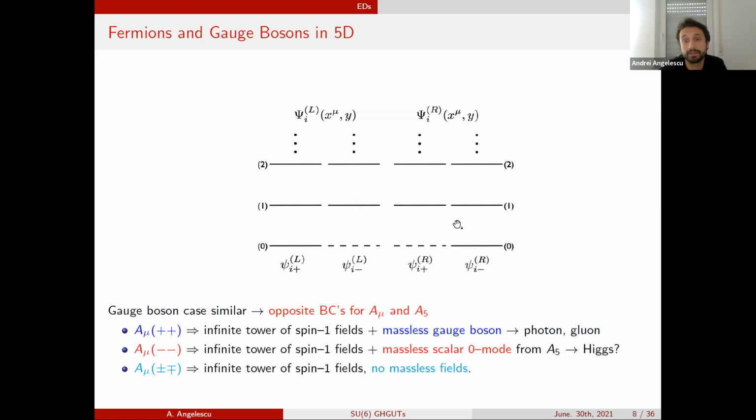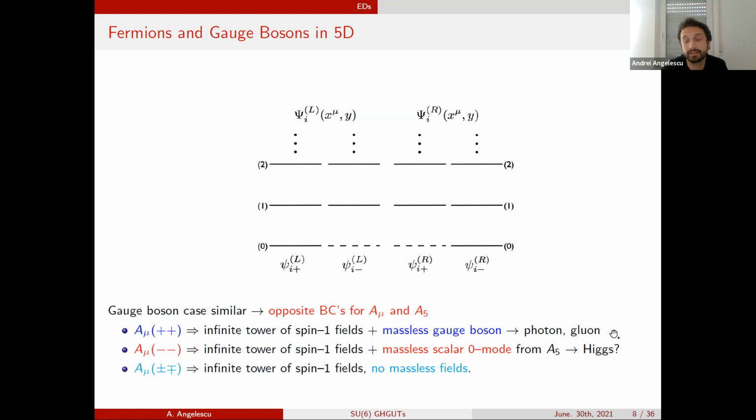So that leads at low energy to a massless right-handed fermion. And a similar picture applies for 5D gauge bosons, with A mu on one column, so to speak, and A5 on the other. For example, if you assign plus plus boundary conditions for A mu, besides the infinite tower of spin one fields, which you always get, you get the massless gauge boson.